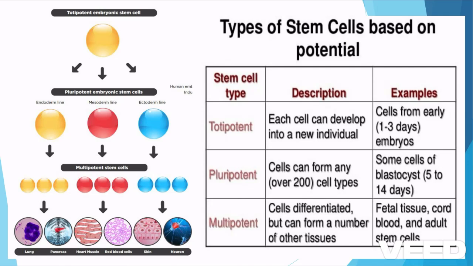Types of stem cells based on the potential. Stem cell type, totipotent. Description: each cell can develop into a new individual. Examples: cells from early 1 to 3 days of embryo. Pluripotent cells can form any of over 200 cell types. Examples: some cells of blastocysts, 5 to 14 days. Multipotent cells differentiate but can form a number of other tissues. Examples: fetal tissue, cord blood, and adult stem cells.